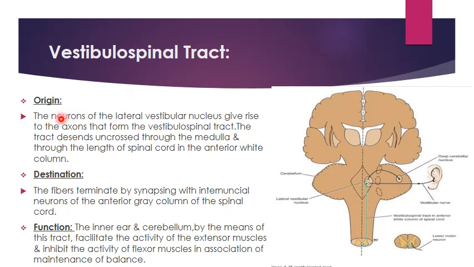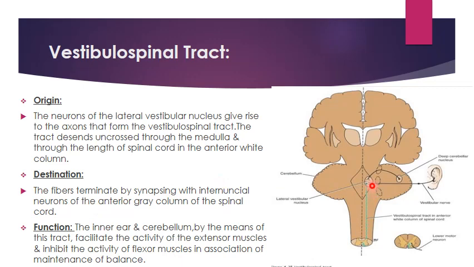Vestibulospinal tract. The neurons of the lateral vestibular nucleus give rise to the axons that form the vestibulospinal tract. The tract descends uncrossed through the medulla and through the length of the spinal cord in the anterior white column, and the fibers terminate by synapsing with the internuncial neurons of the anterior gray column of the spinal cord.